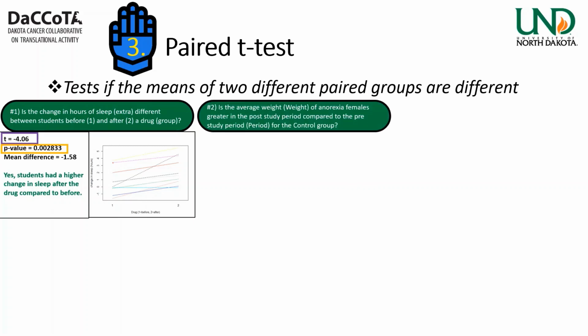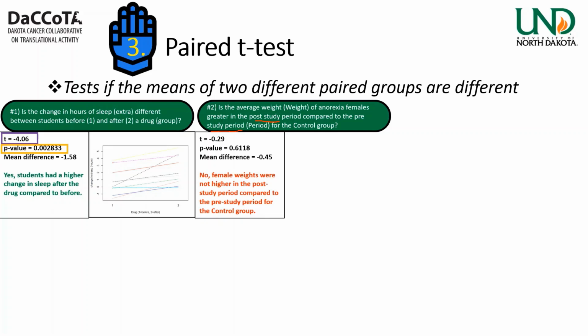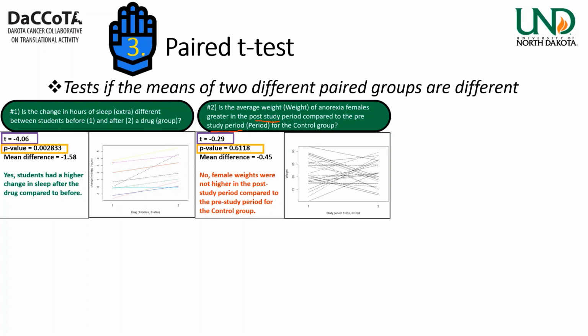Now let's ask about average weight of anorexic females. And now we're comparing post and pre-study period for females who are just in the control group. We find that that is not significant. Weights were not higher in the post-study compared to the pre-study. And we can see it's kind of all over the place.